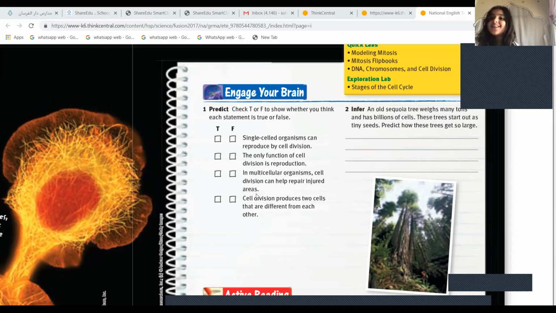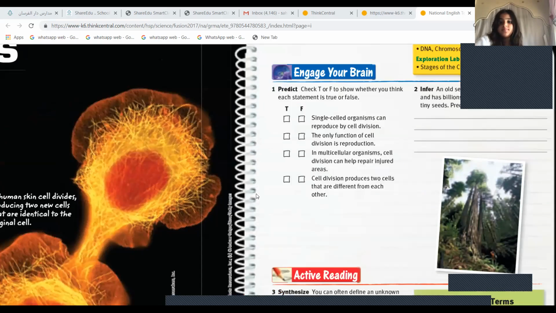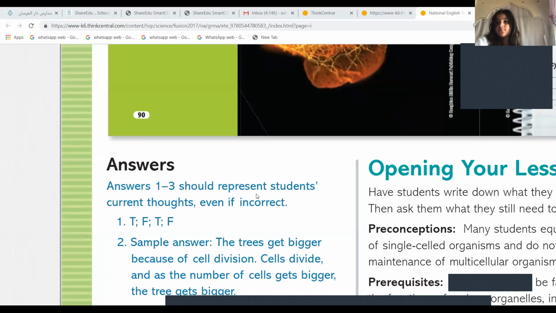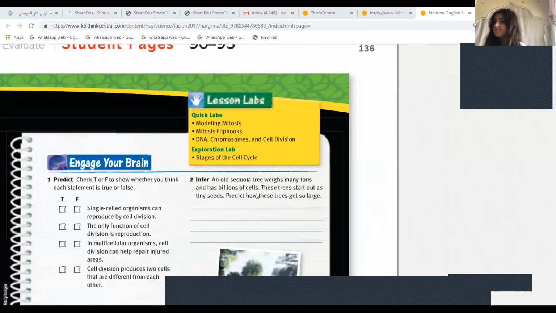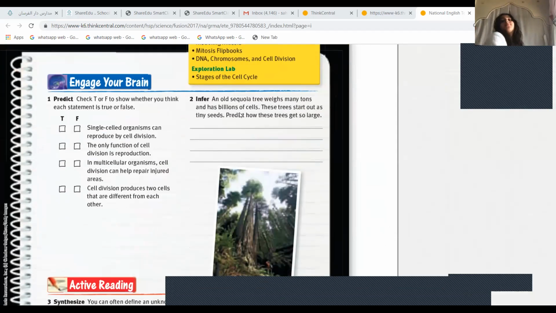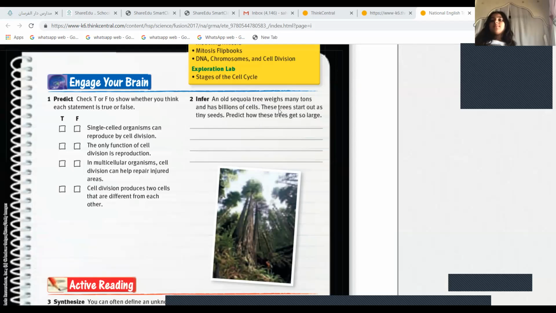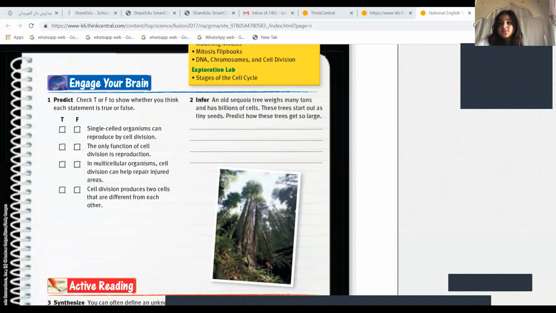Now, fourth one, Wateen. Cell division produces two cells that are different from each other. Tell me. False. You know that they have to be identical. Okay? Now, coming to question number 2. An oak tree weighs many tons and has billions of cells. These trees start out as tiny seeds. Predict how these trees get so large. What is the role of the cell in making it large?